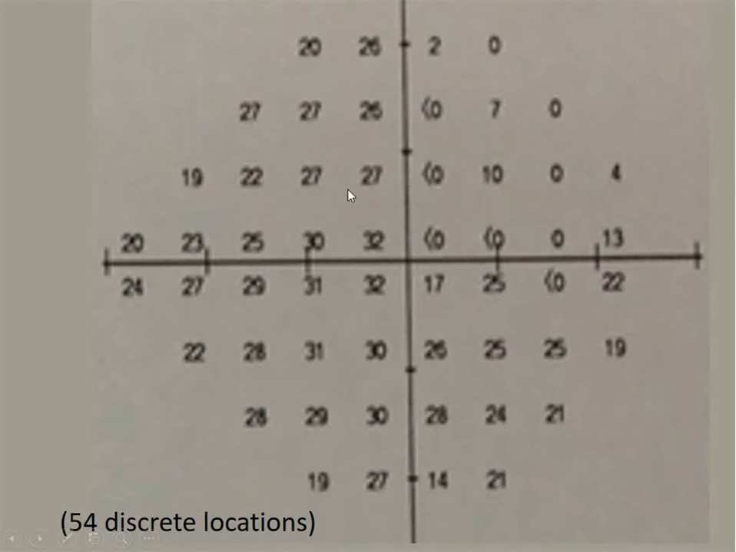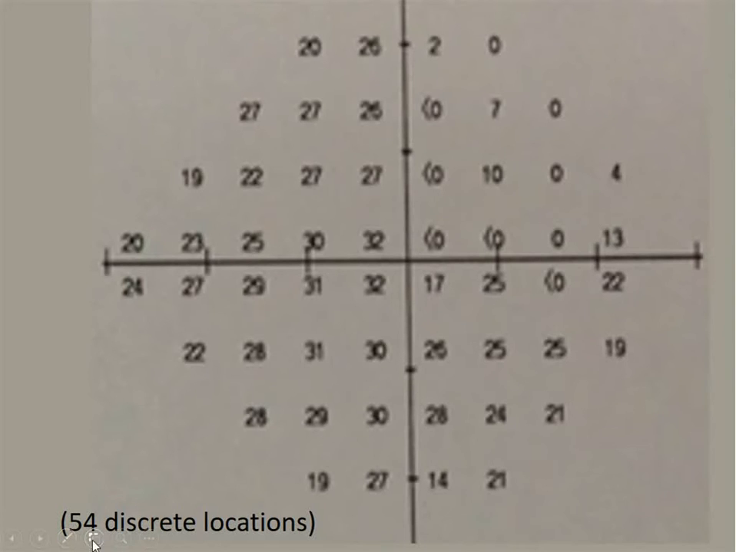In this case, the higher the value, the better the patient was able to see light at that particular location. So in this case here, for example, where the value is less than 0, would mean that even the brightest light that the machine could deliver in that location, the patient still was not able to see.